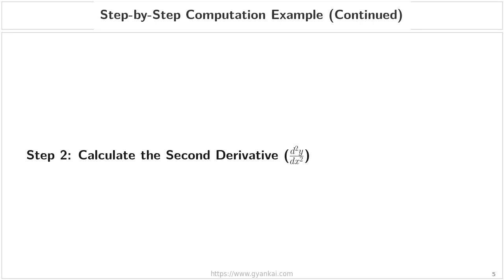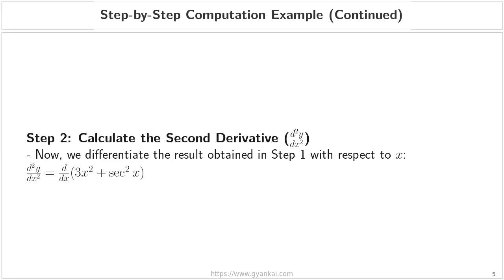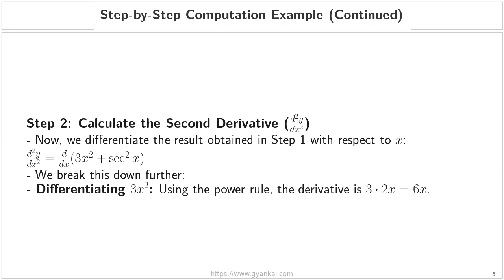Step-by-step computation example continued. Now that we have successfully found the first derivative in the previous slide, let us proceed to step 2, which is calculating the second derivative, denoted as d squared y over dx squared. To do this, we take the expression we obtained in step 1, which was 3x squared plus secant squared x, and differentiate it once more with respect to x.